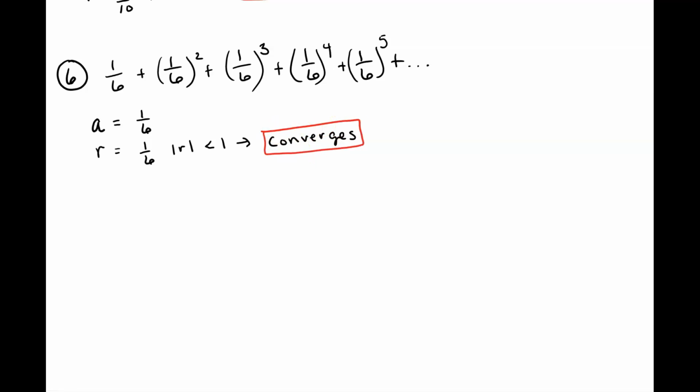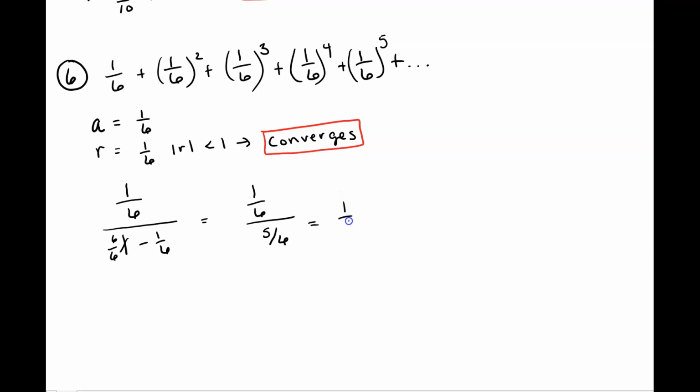All right, what do we get? We have 1 over 6, which is a, divided by 1 minus r, 1 minus 1/6. So this right here is 6/6. We have 1/6 divided by 6/6 minus 1/6, which is 5/6. And so again, KFC, 1/6 times 6/5. What are we left with? 1/5. All right, this right here representing the sum of our convergent series.